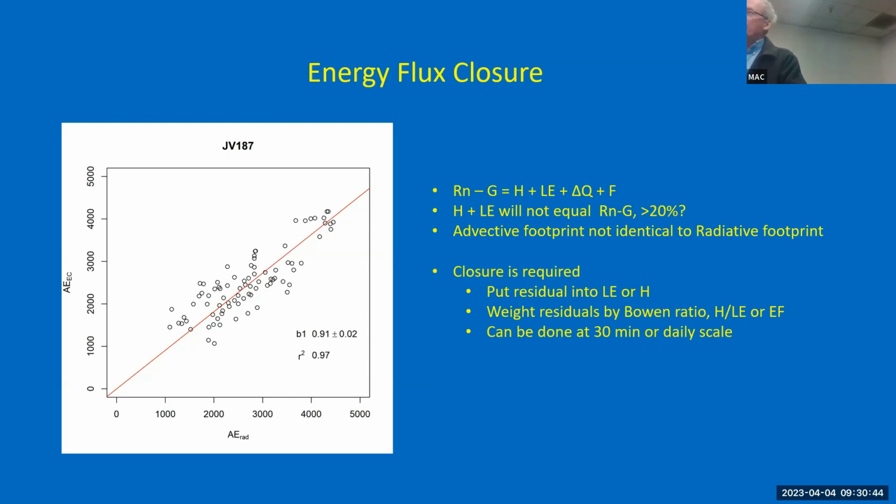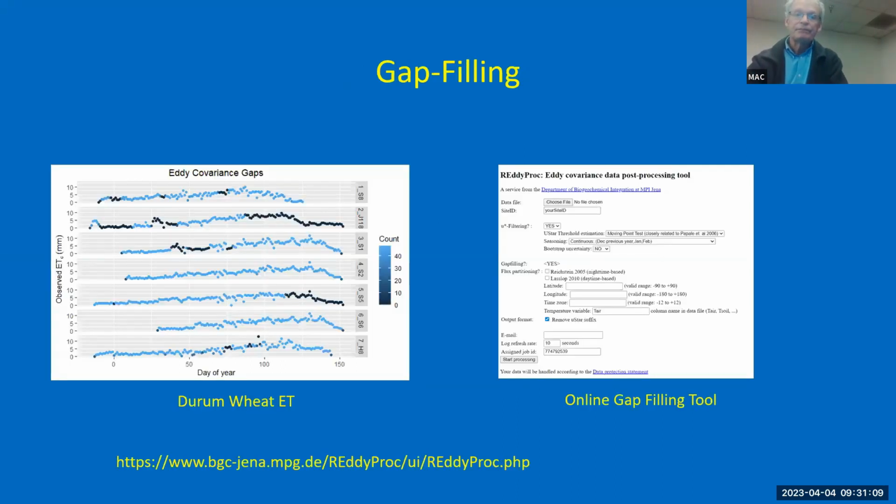And you can do this at time steps, either at the logger, which is usually aggregated at 30 minutes, or you can do it at the daily time step. On the left-hand side, I show you a graph of a residual analysis for a lettuce field we did, and we have a very high closure there of about 91%, which means we're missing about 9% that we have to stuff back into the equation.